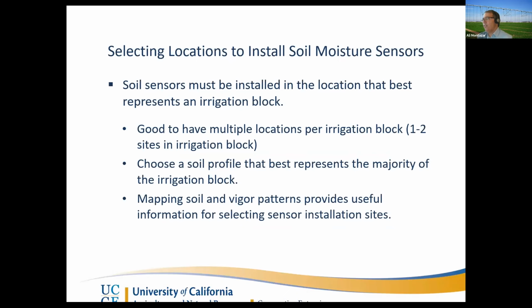But what is important is where we install these sensors. Telemetry systems are great tools, but the accuracy of the data is very important. That's why I would like to mention that the accuracy of the data doesn't depend on the telemetry system. It depends on how you install the sensor, where you install it, how you maintain it, and how you interpret and use it for irrigation management.